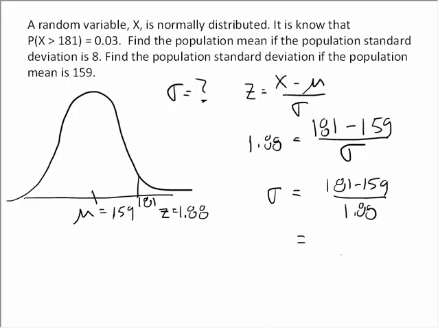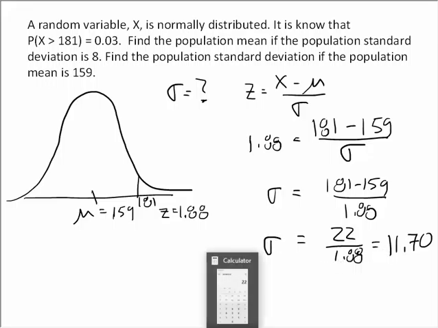Let's pull up my calculator. 181 minus 159 is equal to 22. 22 over 1.88, which I did write down, is 11.70. Hey, there's my answer. That was simpler, wasn't it? Yeah, because we didn't have to repeat all the work we did here.